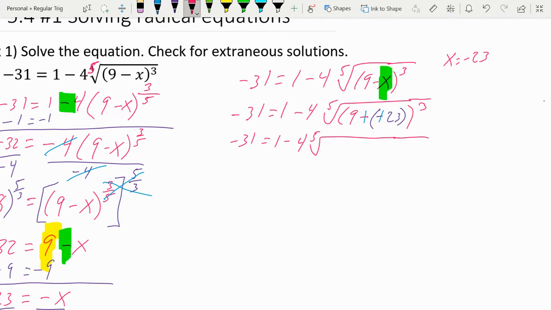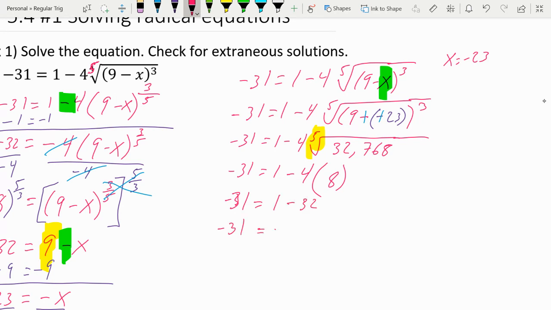So I ended up with this big old funky number, 32,768. All right. So I just typed in my calculator, 9 plus 23, raised that to the third power, and ended up with this number. Then I took the fifth root. All right. I took the fifth root of it. So I have -31 is equal to 1 minus 4 times the fifth root of this big old ugly number, which gave me 8.